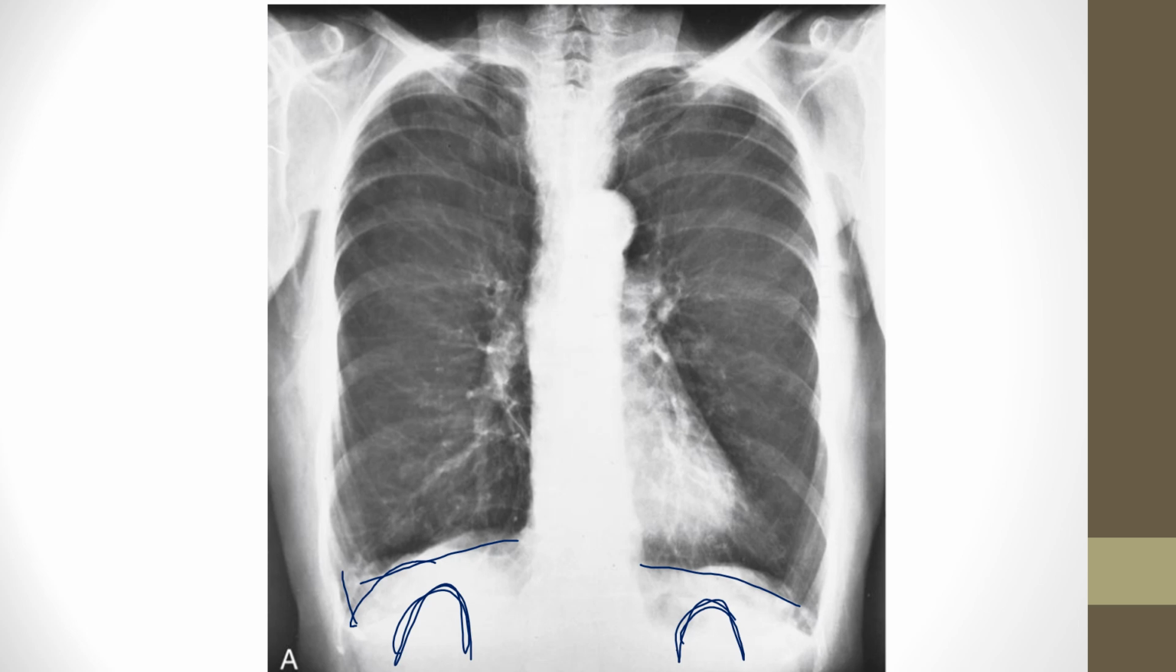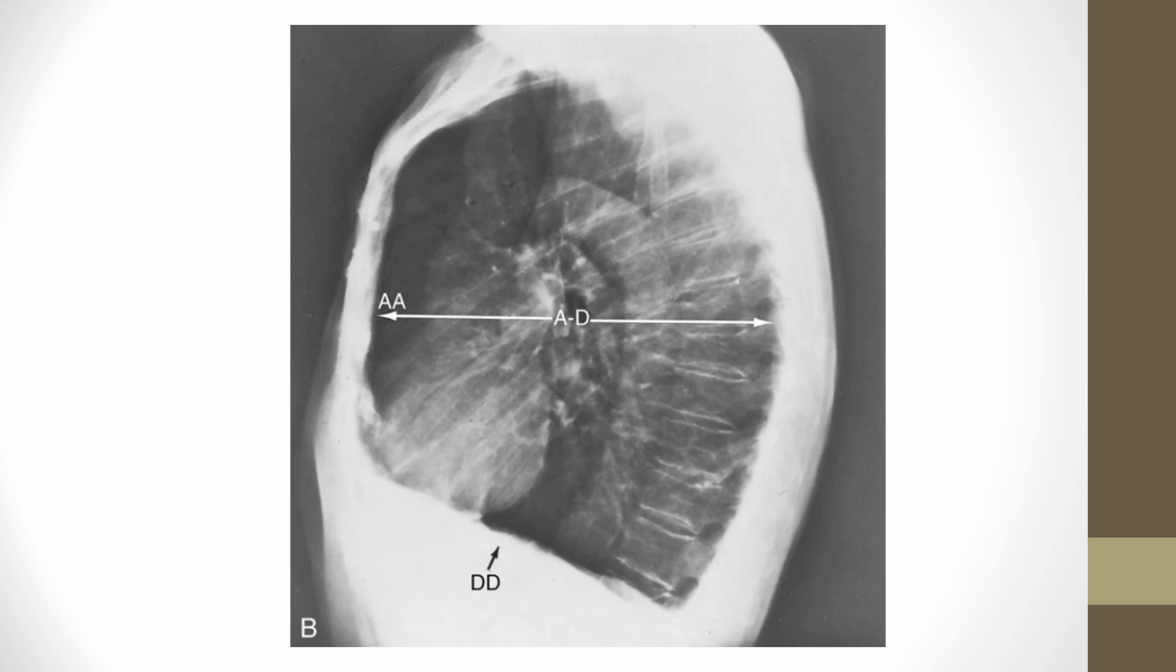Hopefully there's a lateral. There may not be. There's a lateral. I love the laterals. And here you see the retrosternal airspace. Do you guys see that? Outlining that. So that's a sign of that increased AP diameter. Right? And here's your depressed diaphragm.